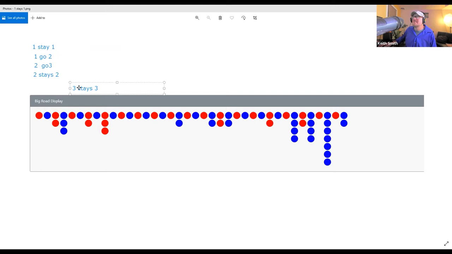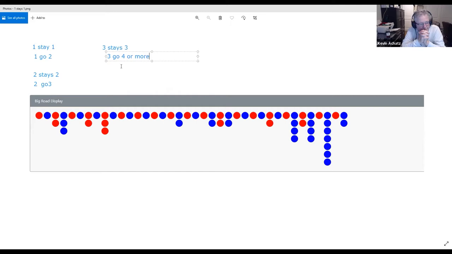Two goes to three should be under the two stays two. Oh, yeah. Sorry about that. There we go. And we'll do three stays three. And we need one more. Three goes to four or more. We don't care if it goes to infinity, but we just care that it changes. And we'll do the first couple here.